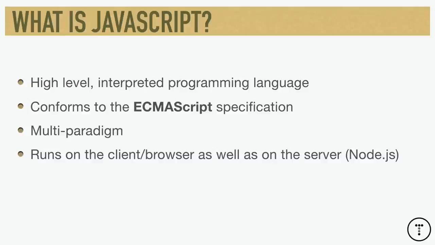So JavaScript is a high-level interpreted language, and what high-level means is there's a lot of abstraction, meaning that you don't have to deal with things like memory management on your machine, stuff like that, like you would with a low-level language such as C or C++. And interpreted just means that the program is executed directly without having to run through a compiler.